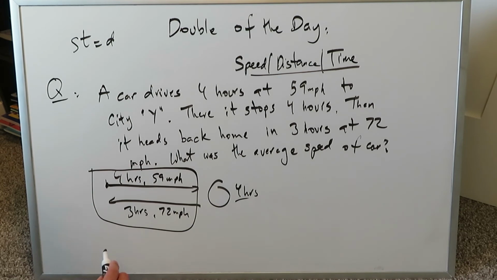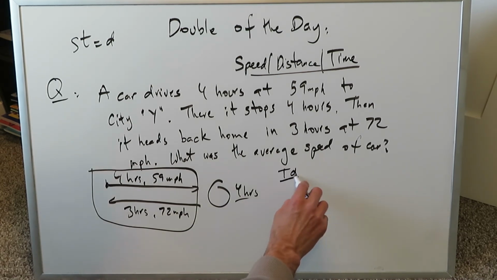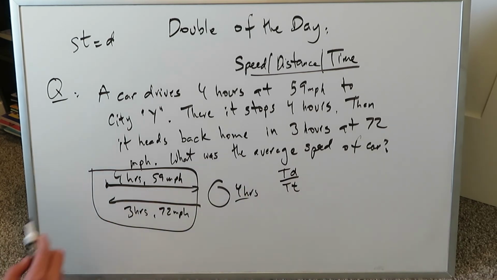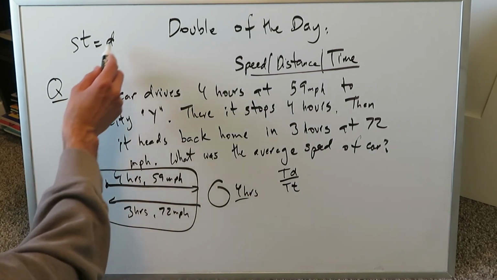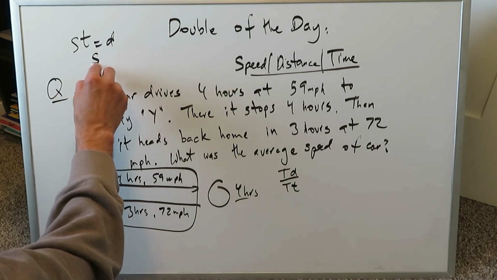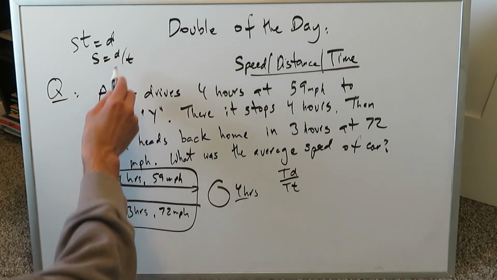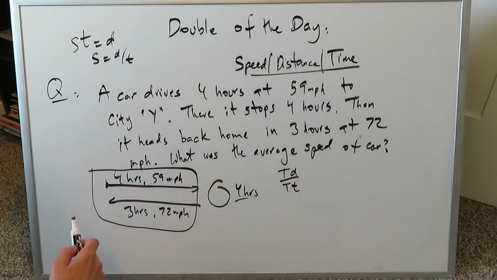How are you going to determine the average speed of the car? You do the total distance traveled over the total time, and that'll give you the average speed of the car. Because if D is equal to ST, then speed is always equal to D over T. You have to calculate the total distance and divide that by the total time.